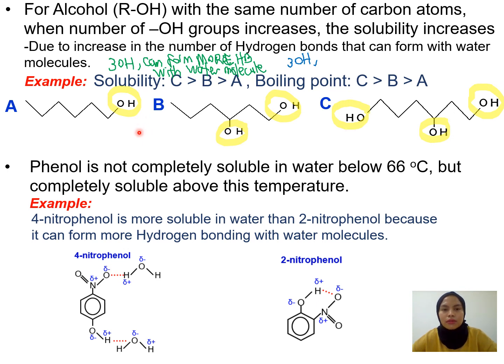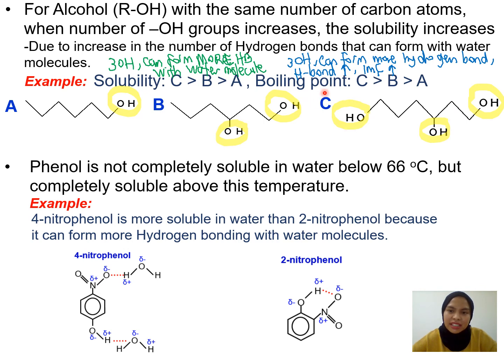If we talk about van der Waals forces, the carbon atoms are the same. But what differs is the number of OH groups. It means here we are talking about the effect of hydrogen bonding on the intermolecular forces. So we can say that since C has 3 OH, it can form more hydrogen bonds. When it can form more hydrogen bonds, the hydrogen bonding will be stronger, or the intermolecular forces will be stronger. So it is harder to break the bonds. That's the explanation for the boiling point. You must talk about intermolecular forces.